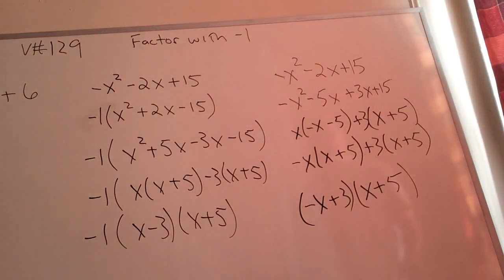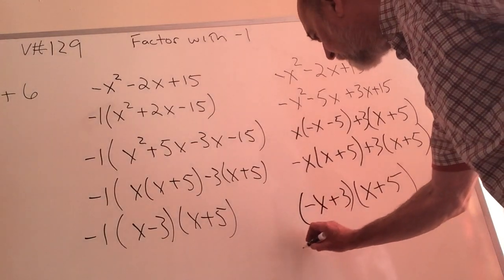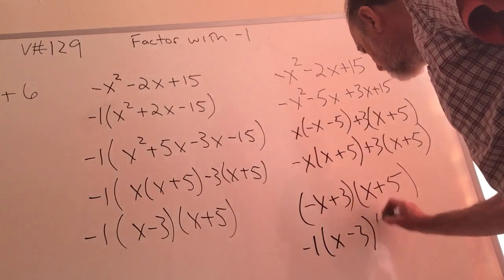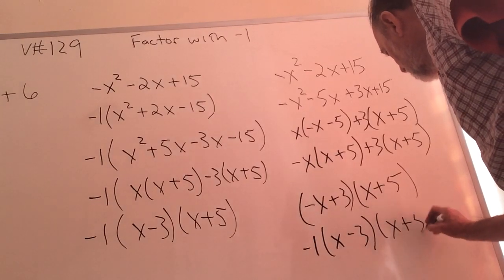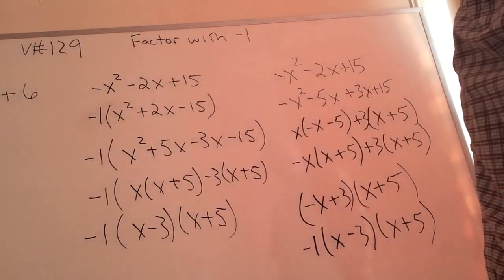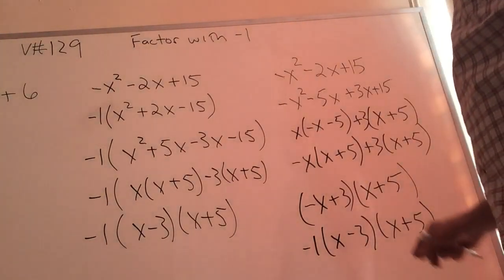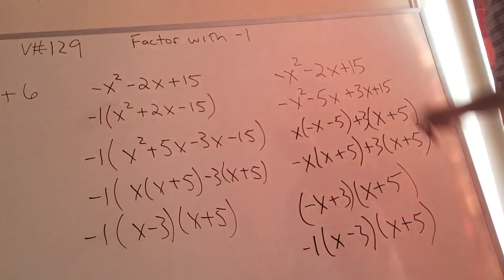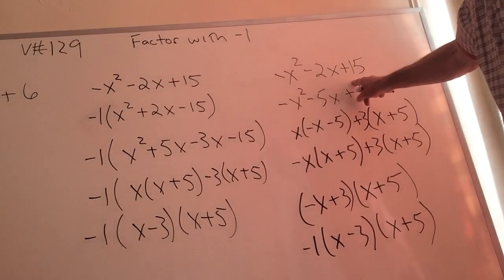Okay? But don't you see that if I factor out the negative 1 again, I get it. Okay? So a lot of steps there. I could have taken some shortcuts, but this turns out to be the same as this. And the point here is that the grouping works.